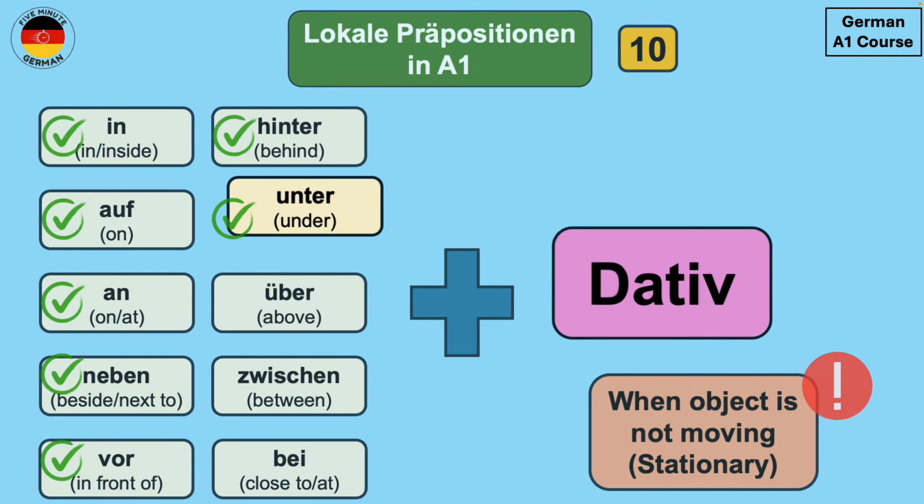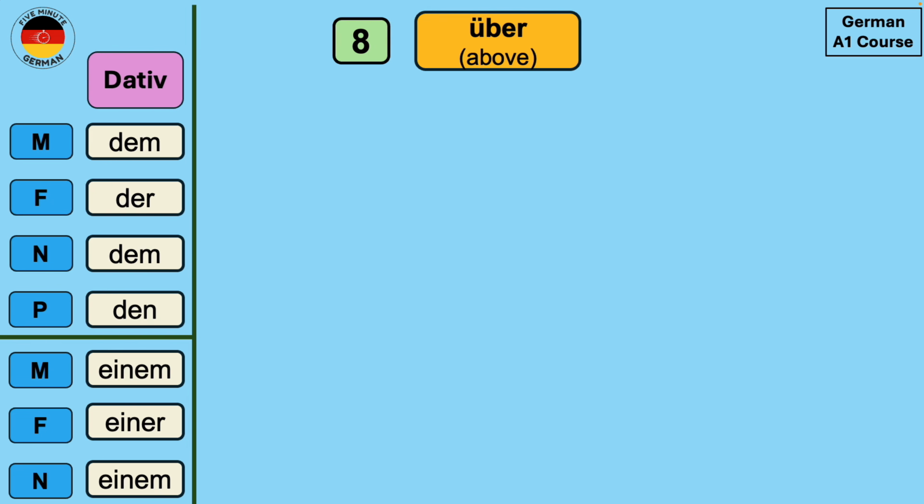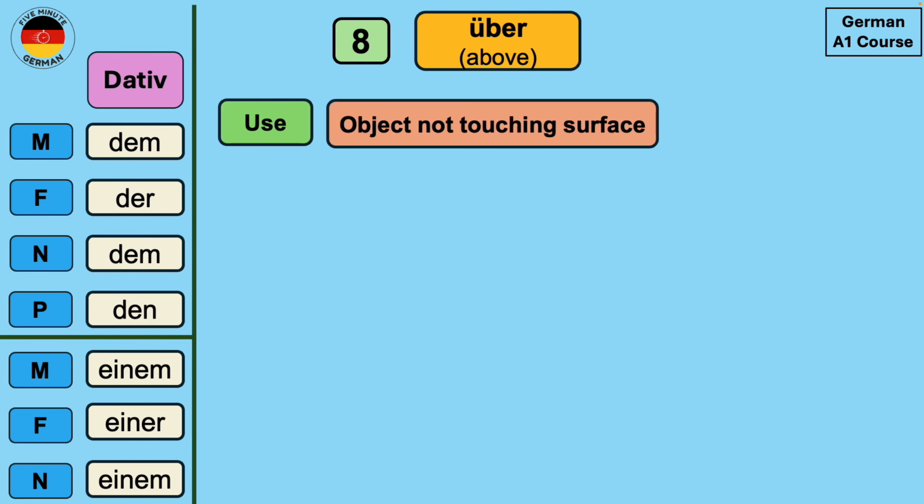The next preposition is über, which means above. We use über when the object is not touching the surface. For example, we have this table which we saw earlier. Now we see that the book is also above the table, but we used the preposition auf with book because it is touching the table.